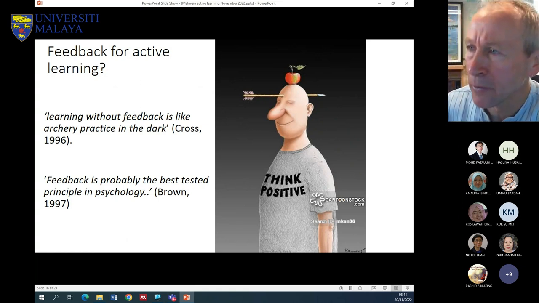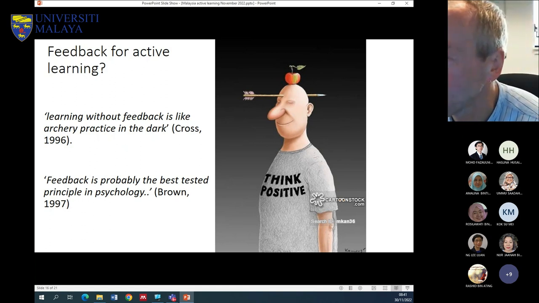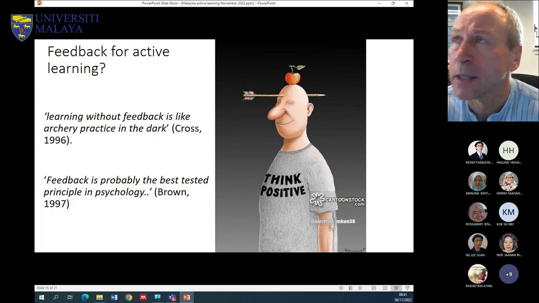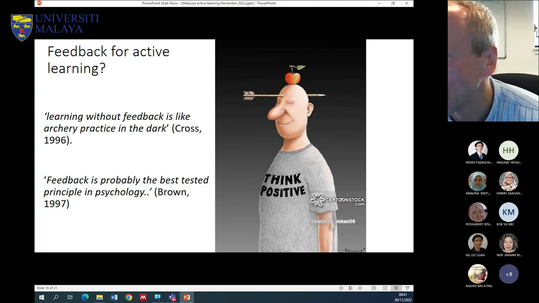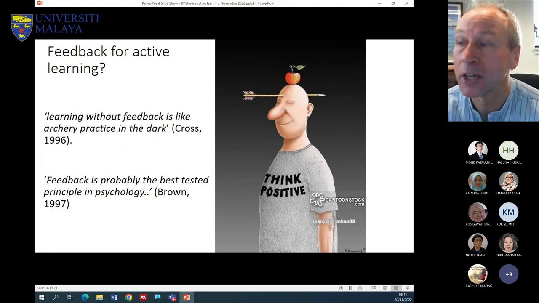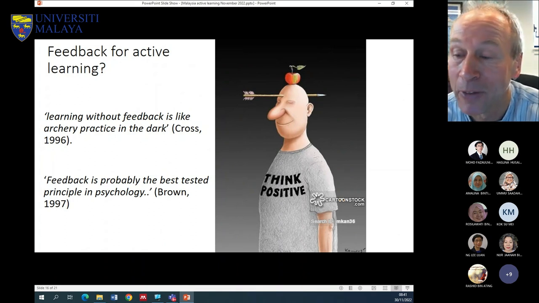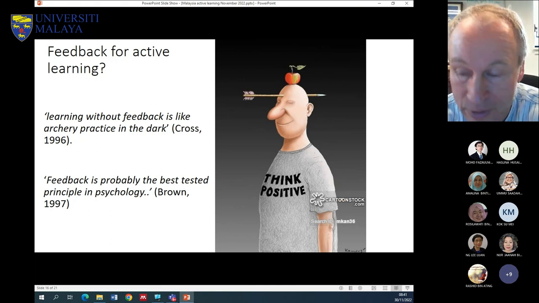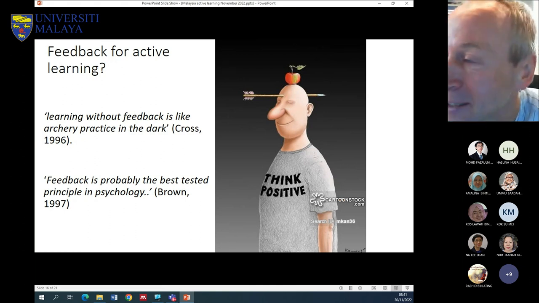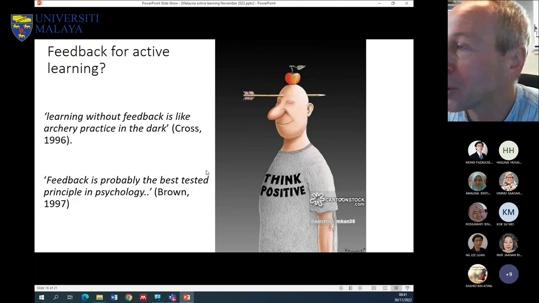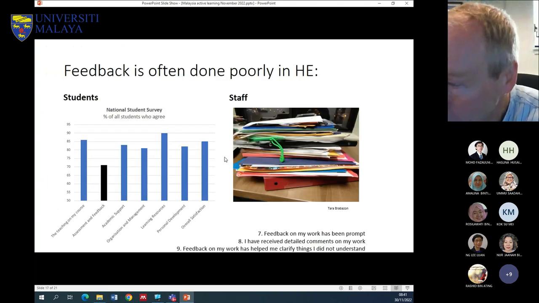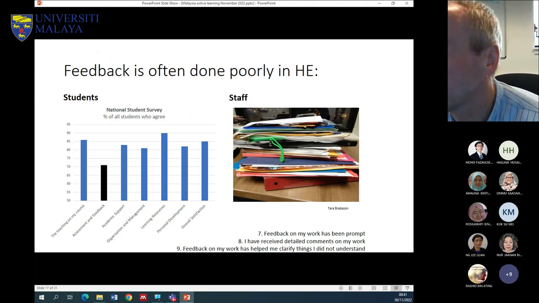I want to talk briefly about feedback, and that's a really big topic. But it's a really important one. And it's part of active learning. So I like Cross's comment: learning without feedback is like archery practice in the dark. Students, if they don't know what they're aiming for, then they're going to miss the target. And Brown here talks about feedback as being perhaps the best tested principle in psychology. So it's really important. It's important, but it's often done badly in higher education.